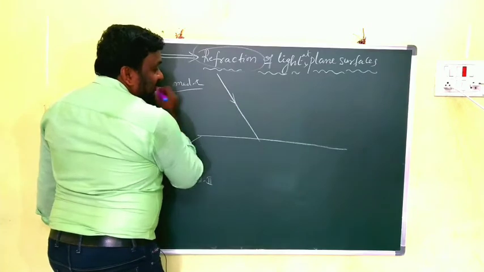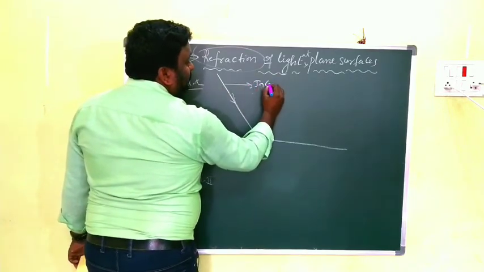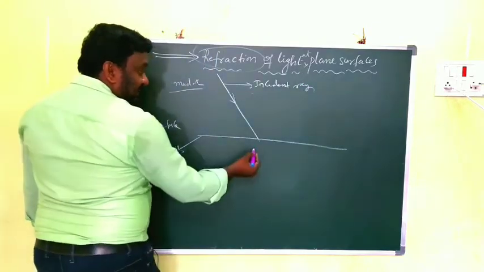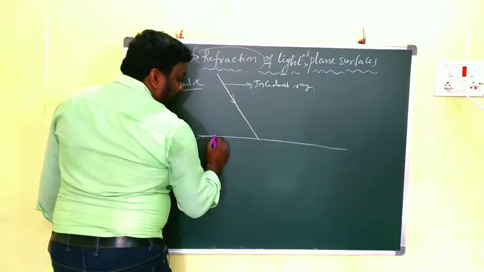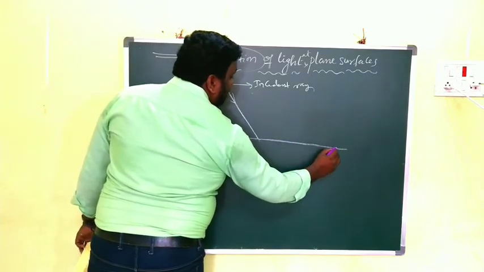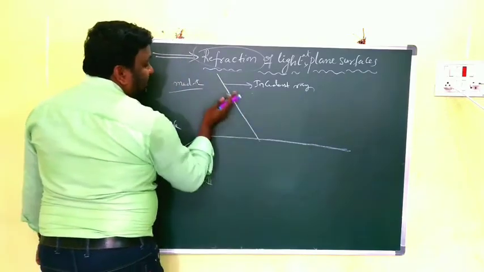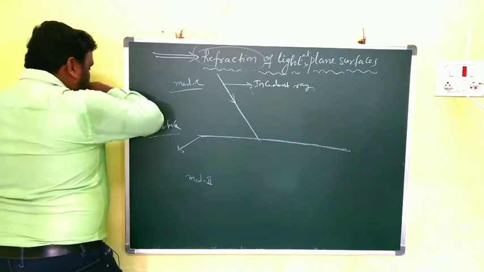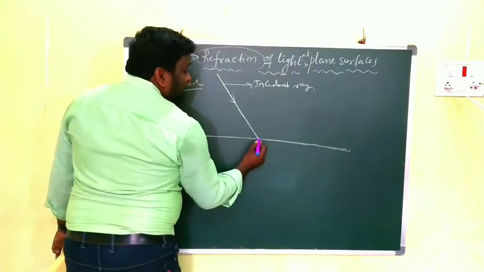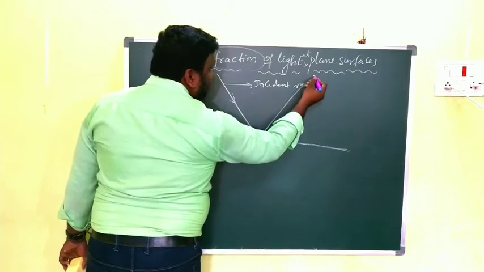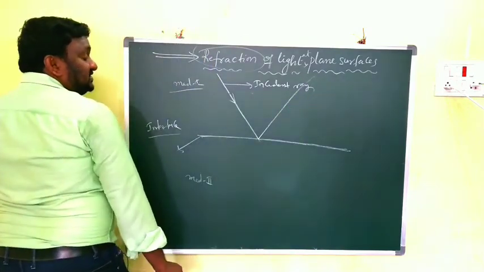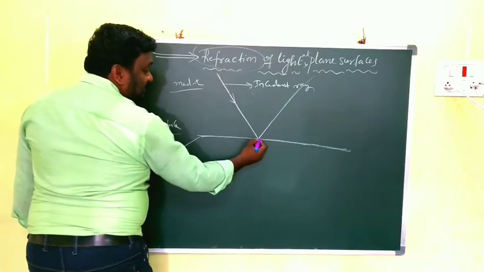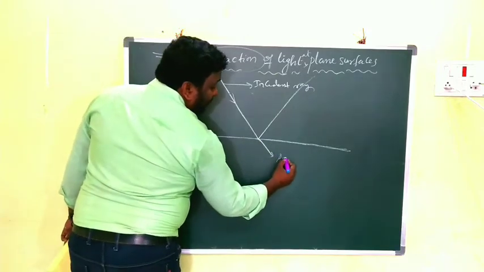So this is the incident ray. What do you call it? Incident ray. The interface is the surface which separates the two media, and that should be called the interface. Now at this point the ray goes back to the same medium. The incident ray is incident at a point on the interface. That point is what we call the point of incidence.